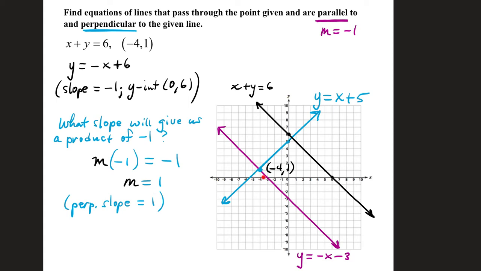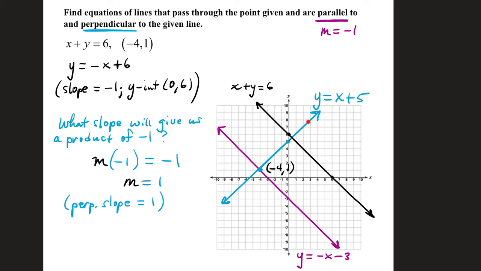Go back to the point that's given, negative 4, 1. Run a slope of positive 1, up 1 over 1, repeatedly. When you connect those, you get this blue line. Counting it slow and carefully, the blue line, the one that's perpendicular, has a y-intercept of positive 5 and a slope of positive 1, so its equation is y equals 1x plus 5.